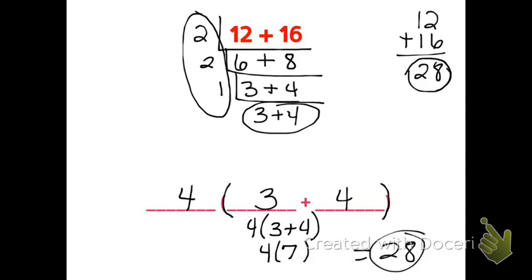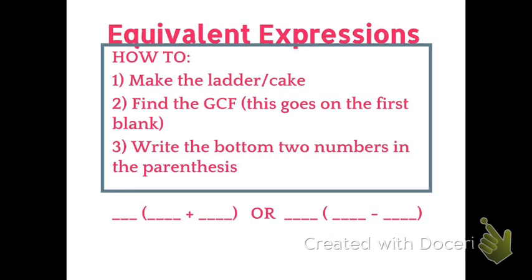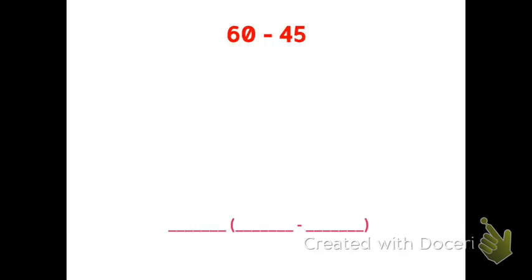Did we get the same answer? Yes. So we got the same answer both ways, so we know we did it correctly. So all we did was we took 12 plus 16 and we rewrote an equivalent expression that was 4 times 3 plus 4. That's all we did. So here's your how-to. You make the cake, find the greatest common factor. That's what goes on the outside. Then the inside is those two numbers with an add or subtract in between them. So let's do this one together.